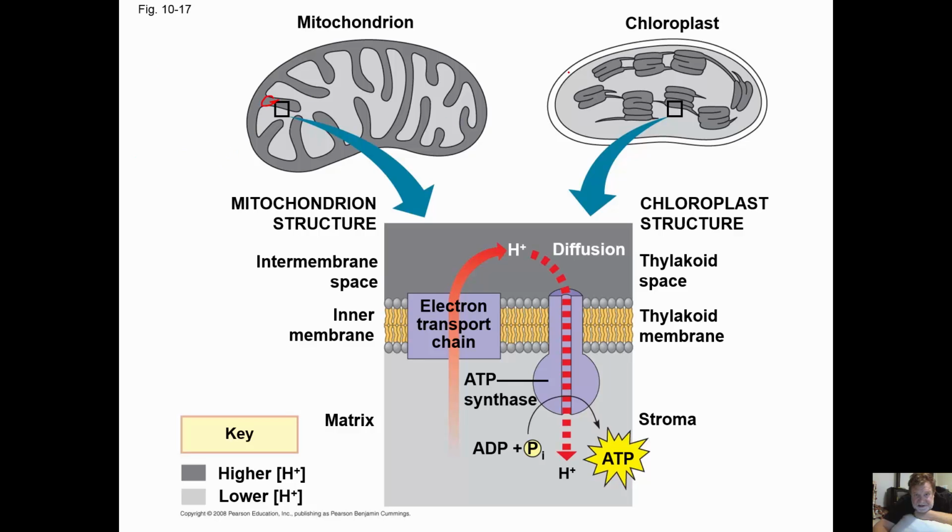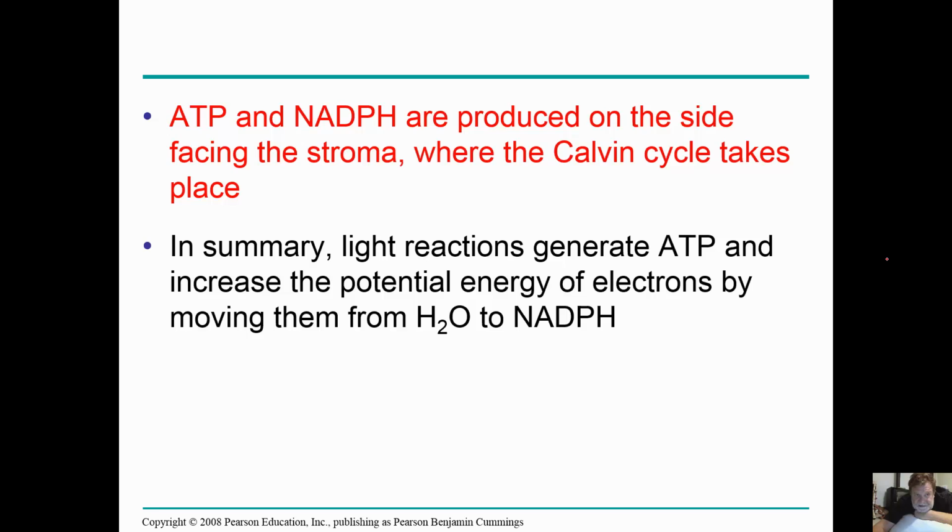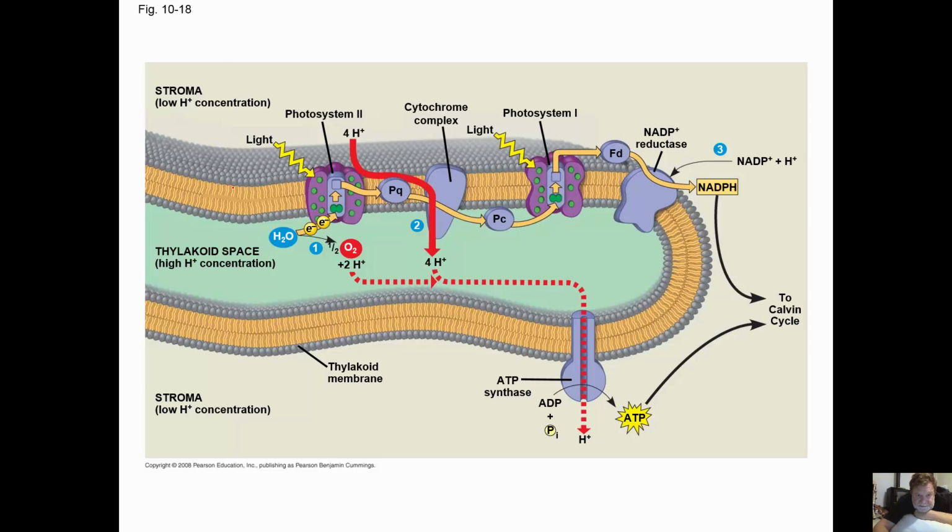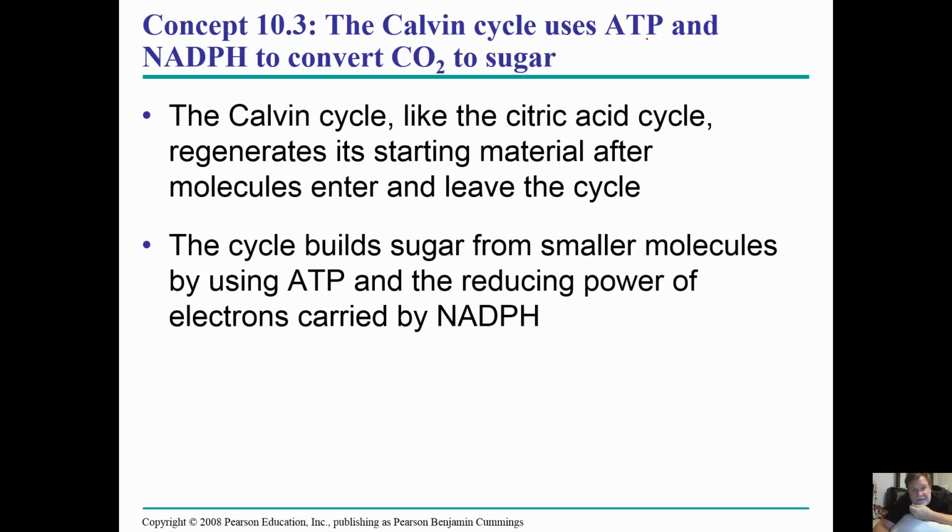the stroma. And so this is showing you where the high concentration is, and then as they move down that concentration gradient, they make ATP. ATP and NADPH are produced on the side facing the stroma, where the Calvin cycle takes place. In summary, light reactions generate ATP and increase the potential energy of electrons by moving them from water to NADPH. Okay, and so this graphic here is showing exactly that.